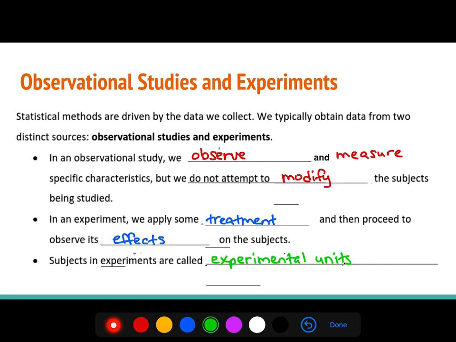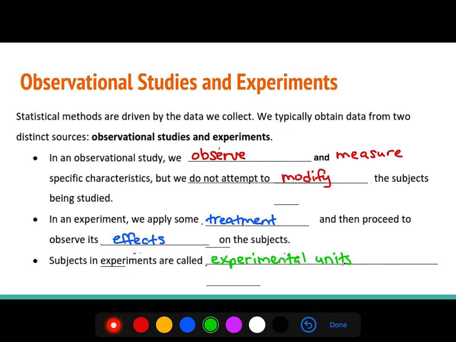So while you're getting this down, we try to use an experiment because it's the gold standard, especially a randomized experiment. However, an observational study can be used, and that's where we just observe and measure the subjects, but we don't modify anything. However, in an experiment, we actually provide a treatment, and then we look and see what the effects of the treatment are on the subjects.